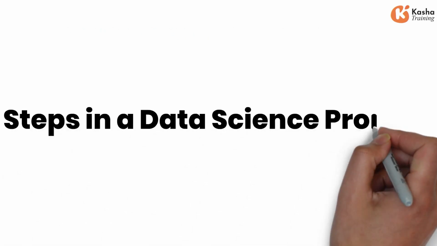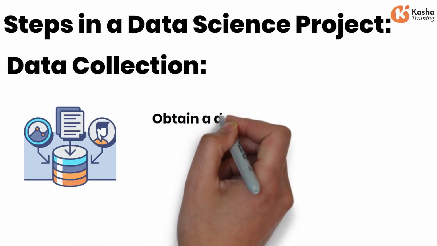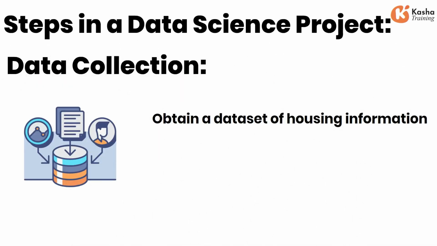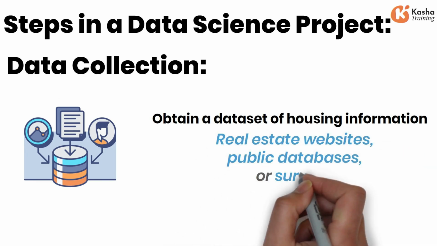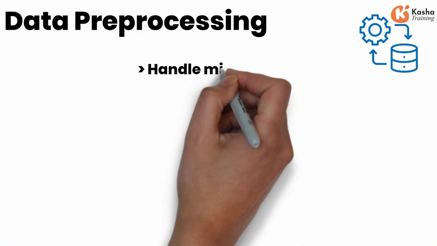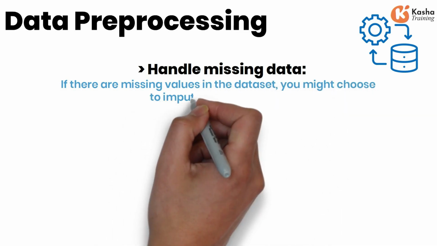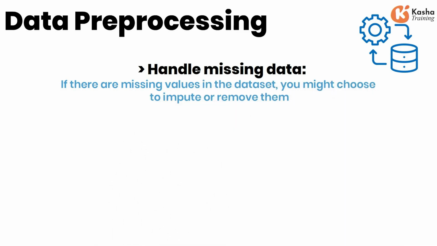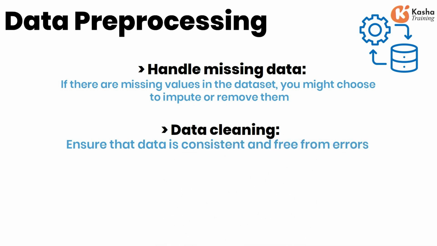Steps in a data science project. Data collection. Obtain a dataset of housing information. This data could come from various sources, such as real estate websites, public databases, or surveys. Data preprocessing. Handle missing data. If there are missing values in the dataset, you might choose to impute or remove them. Data cleaning. Ensure that data is consistent and free from errors.